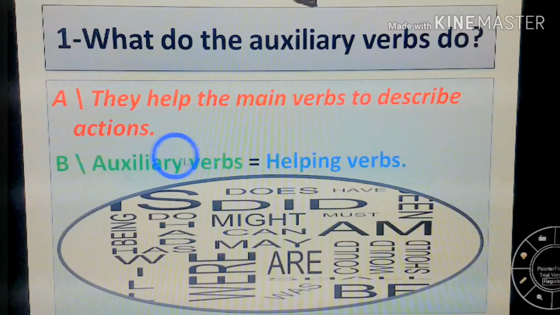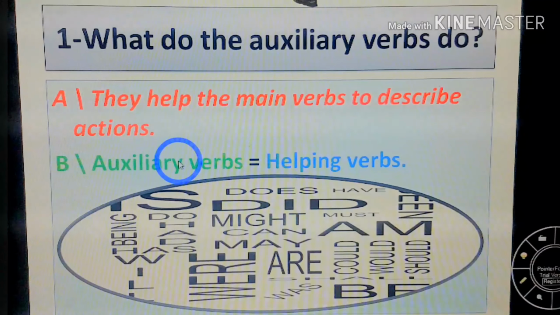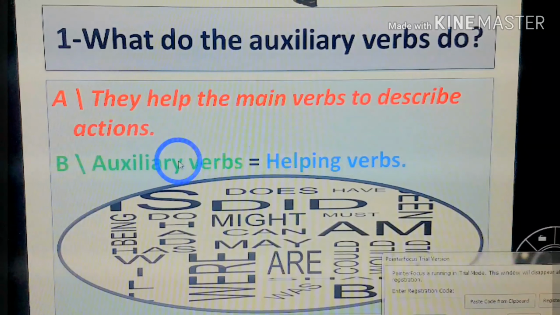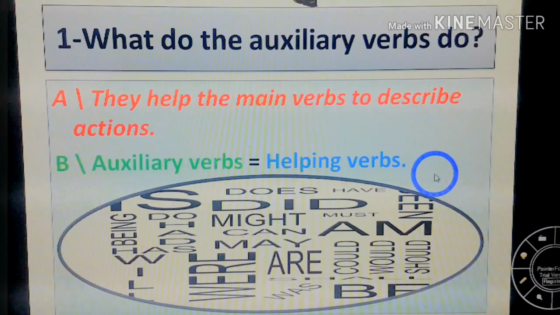The auxiliary verbs means helping verbs. The same. When I say auxiliary verbs here, I'm talking about helping verbs. So you can call it auxiliary verbs and you can call it helping verbs. The same thing. Okay? So this is the function of the auxiliary verbs. Auxiliary verbs help the main verbs to describe action.